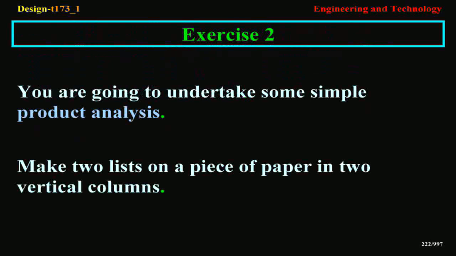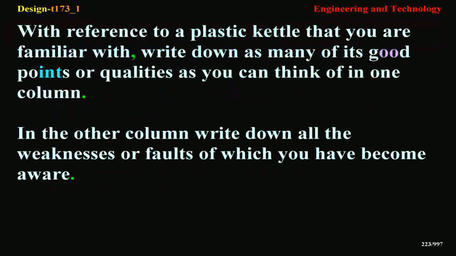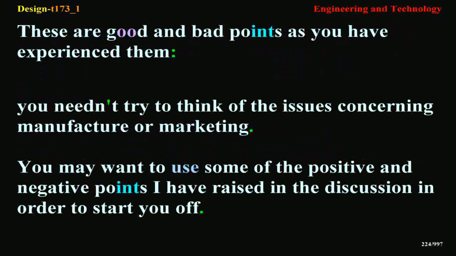Exercise 2. You are going to undertake some simple product analysis. Make two lists on a piece of paper in two vertical columns. With reference to a plastic kettle that you are familiar with, write down as many of its good points or qualities as you can think of in one column. In the other column write down all the weaknesses or faults of which you have become aware. These are good and bad points as you have experienced them.